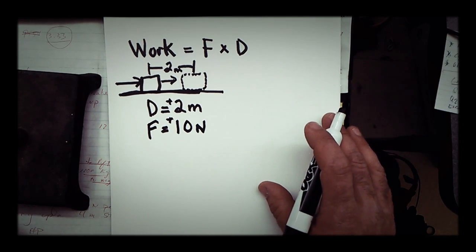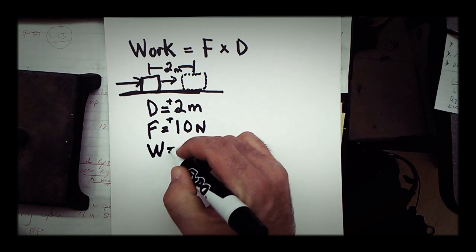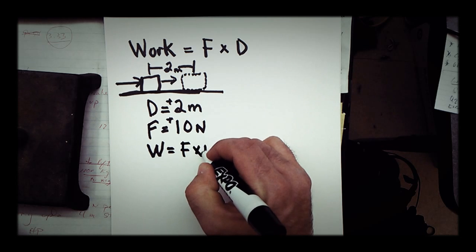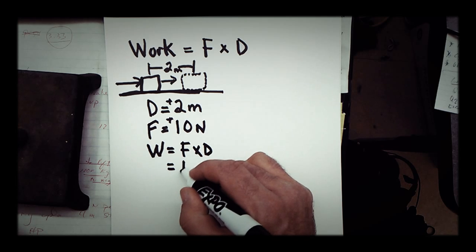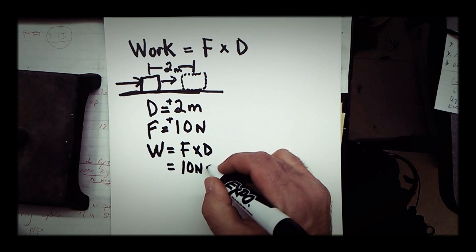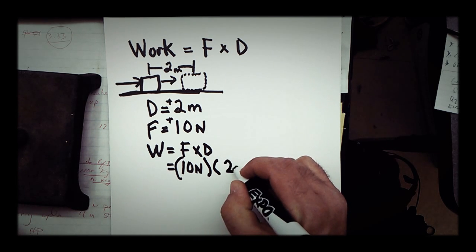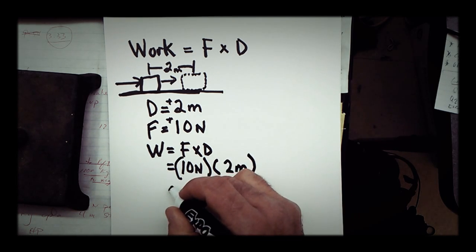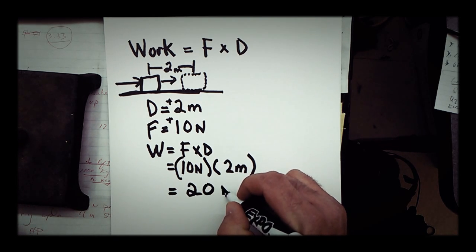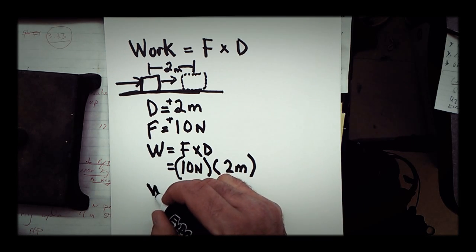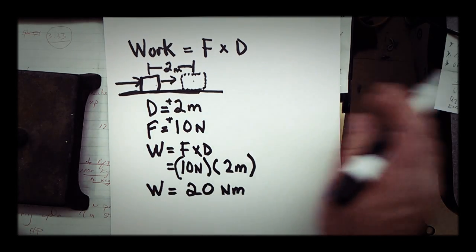Okay, the situation becomes pretty simple because what I'm looking for is work. I know the formula, force times distance. I can just plug in the force of 10 newtons times the distance of 2 meters. So what I have is something that's 20 Newton meters. Okay, and that's the work that it takes to push this block from here to here.